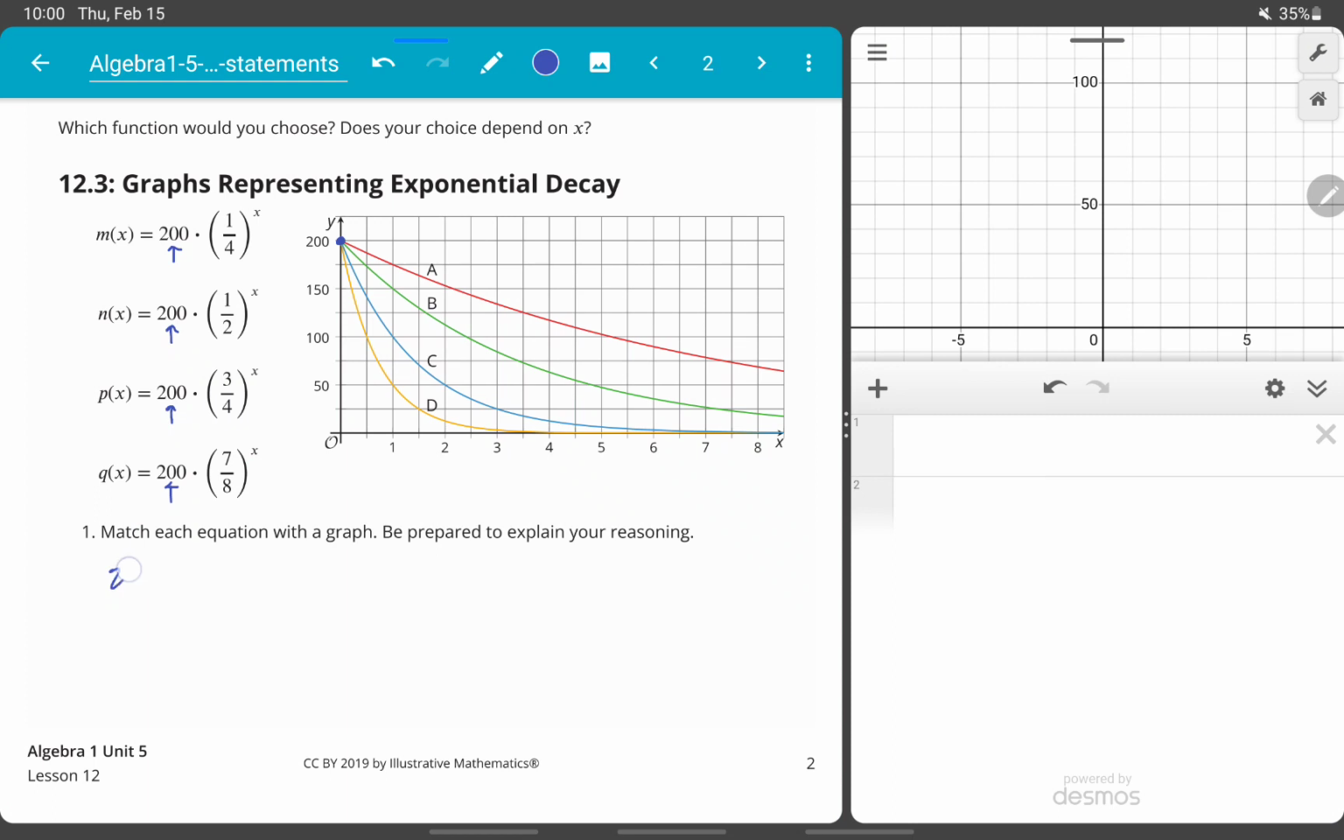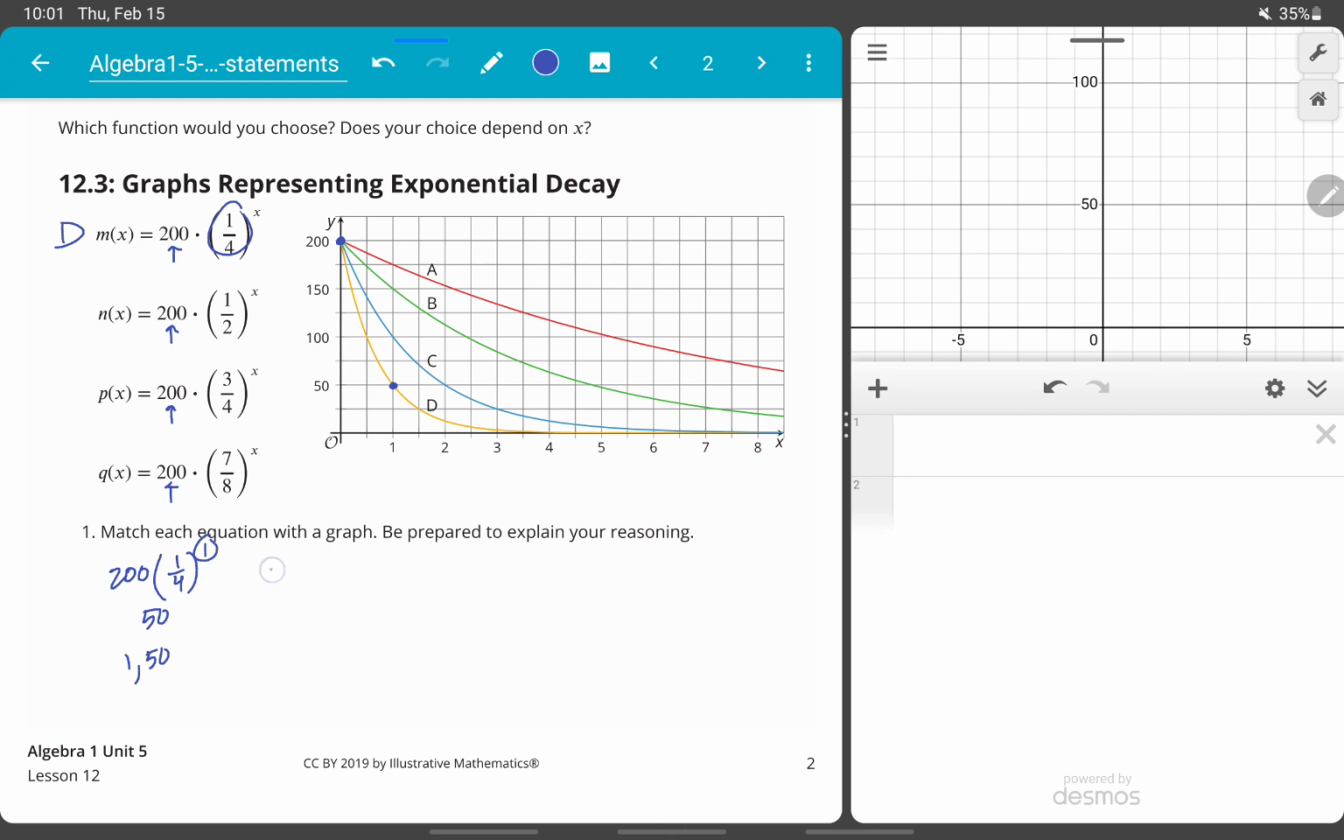So for example, our first one, 200 times 1/4 to the x, instead of x, let's just put 1 here. And so this is 1/4 to the 1 power, which is 1/4. So we want a fourth of 200. So that's 50. So this means the point (1, 50) is on that graph. If I go to 50, I find it right here. So this is going to be D, and this makes sense because this is the smallest b value, so that's going to have the steepest decline.